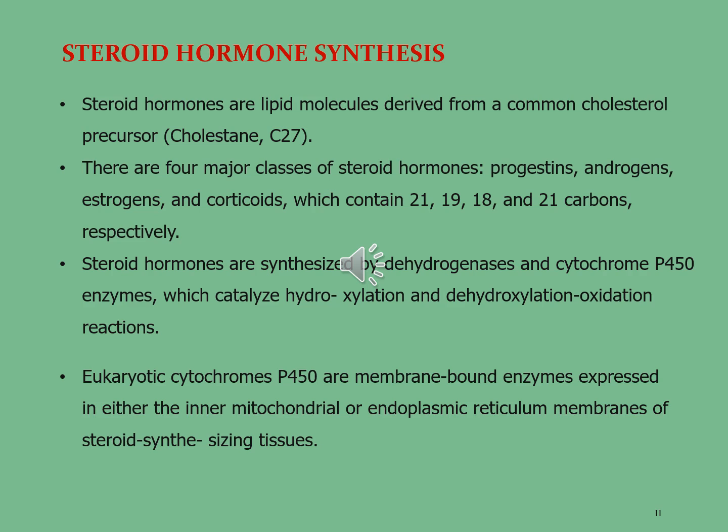Steroid hormones are synthesized by dehydrogenases and cytochrome P450 enzymes, which catalyze hydroxylation and oxidation reactions. Eukaryotic cytochromes P450 are membrane-bound enzymes expressed in either the inner mitochondrial or endoplasmic reticulum membranes of steroid synthesizing tissues.